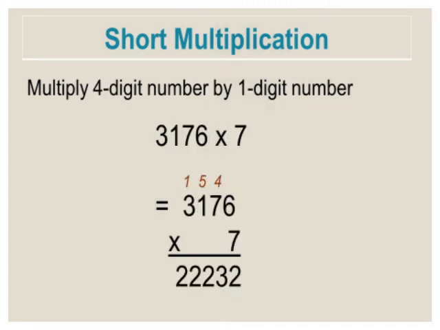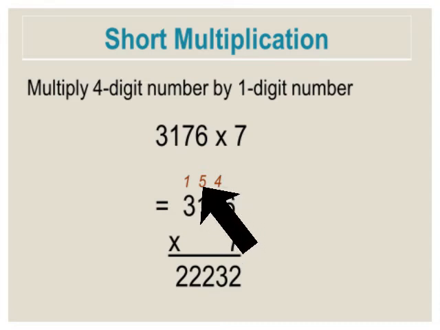The third example is a 4-digit number multiplied with a 1-digit number. Write the sum down in its correct format. Multiply the 7 units with the 6 units, which is equal to 42. Write the 2 below the 7 in the units column and carry the 4 tens over by writing a small 4 above the 7 tens. Multiply 7 with 7 and add the 4 tens that you carried over. 7 times 7 equals 49 plus 4 equals 53. Write the 3 tens on the answer line in the tens column and carry the 5 over by writing a small 5 above the 100.